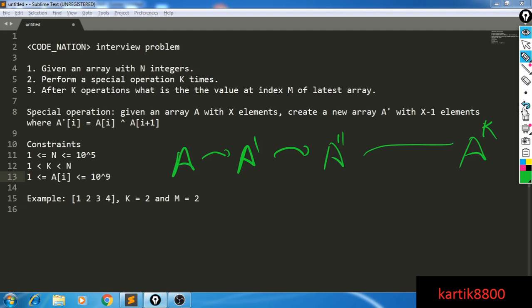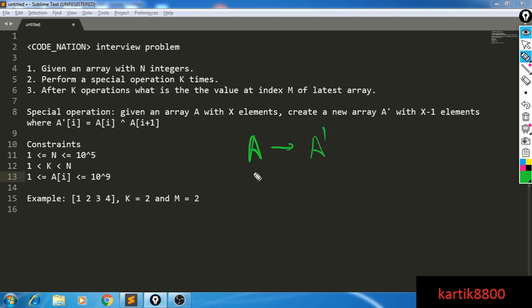And yeah, so let's discuss the special operation as well. The special operation says that given an array A, you have to construct an array A dash. So A had n integers, A dash will have n minus 1 integers, and every element of A dash will be the XOR of the corresponding adjacent elements of A. Basically you have to follow this property to form A dash, and therefore there will be one element less in A dash. So A dash will have n minus 1 elements.